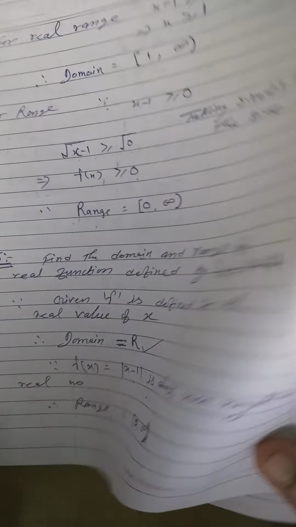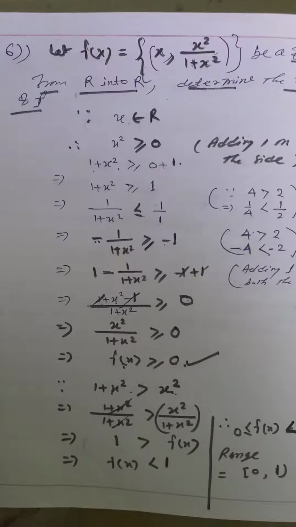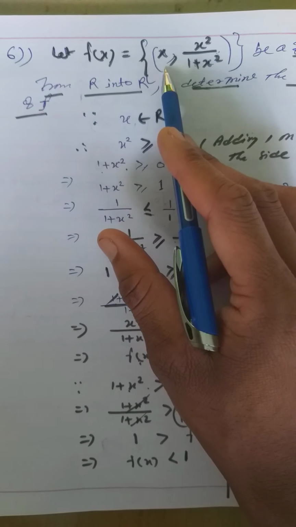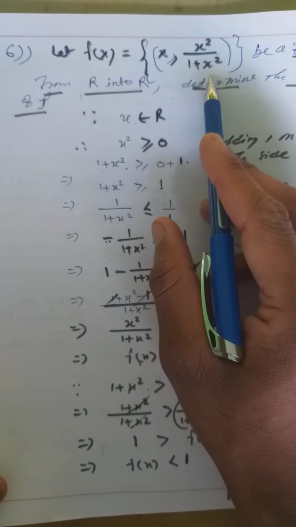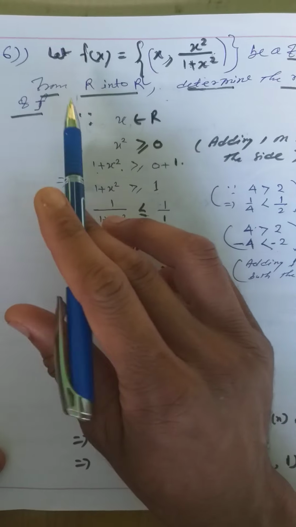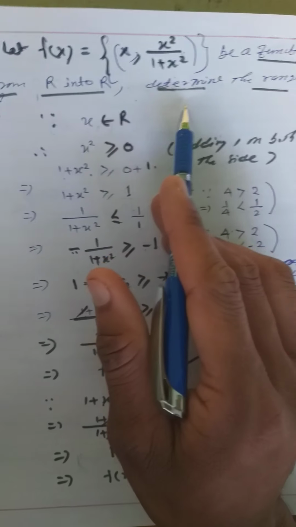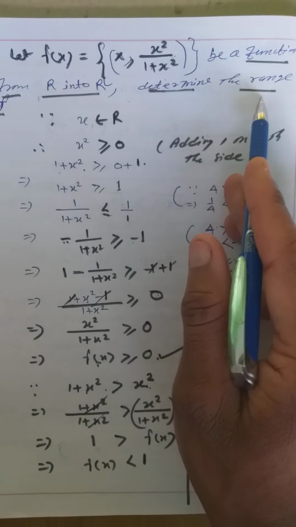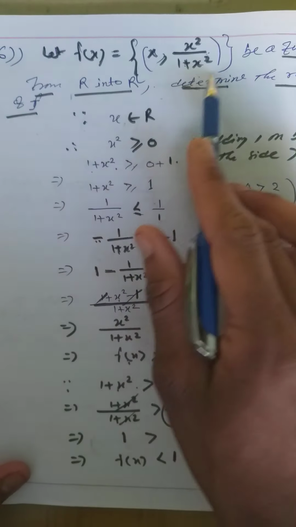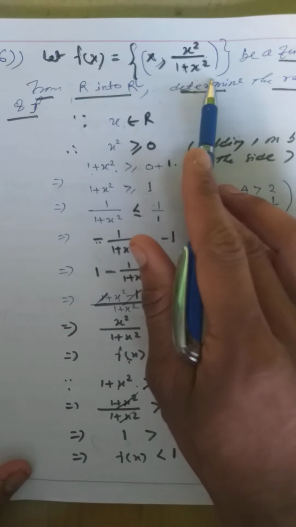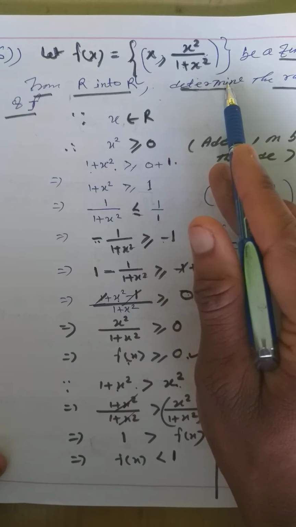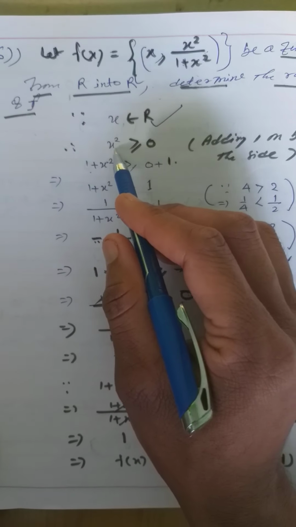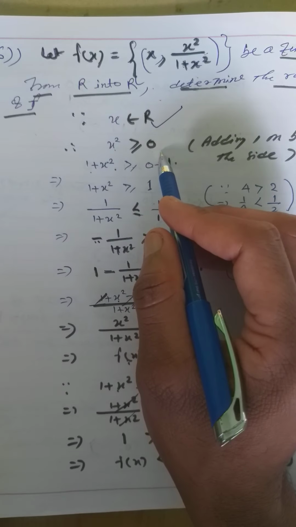Now come to question number 6. Let f(x) equal to x, x square upon 1 plus x square, be a function from R into R. Determine the range of f. Means we have to find out the range of this given function f(x) equal to x square upon 1 plus x square. Since x belongs to the real numbers, the square of a real number will always be greater than or equal to 0, right?